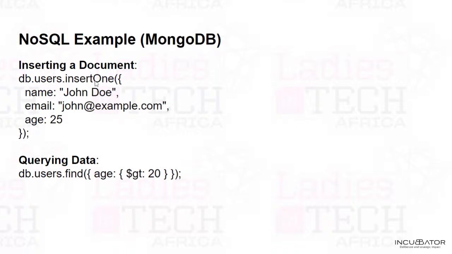So now when you say insertOne like this, you can see that this looks like an object. We have something called a key-value pair. So you can see this is a key, this is a value. Key-value pair, key-value pair. We have a key, we have the value. This is a pair, this is a pair, this is a pair.